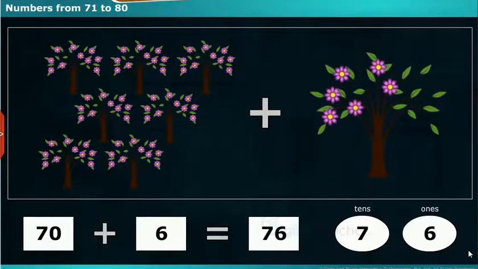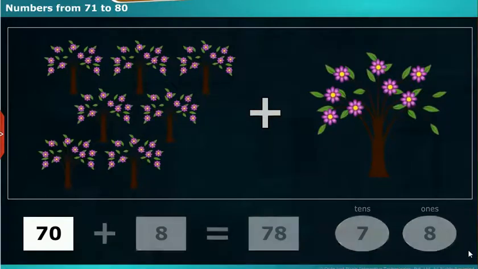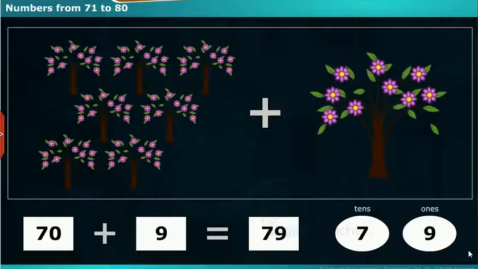Likewise, plant flowered 1 more flower on day 7. So, 70 plus 7 is equal to 77. Total is equal to 77 flowers. 70 plus 8 is equal to 78. Total is equal to 78 flowers. 70 plus 9 is equal to 79. Total is equal to 79 flowers.